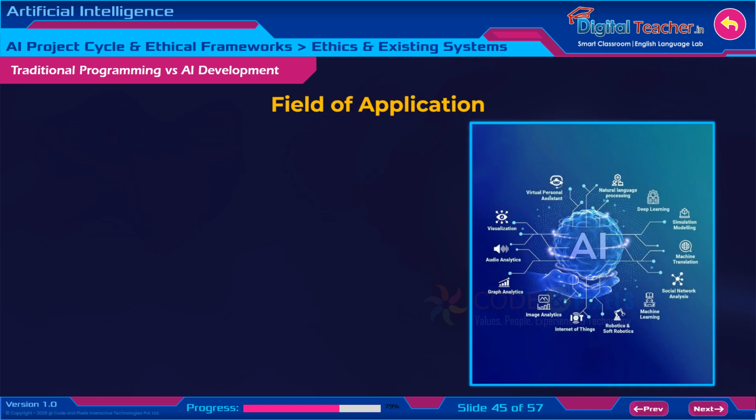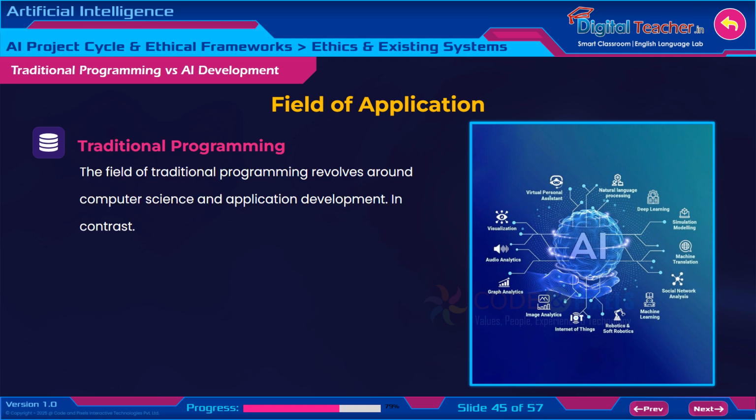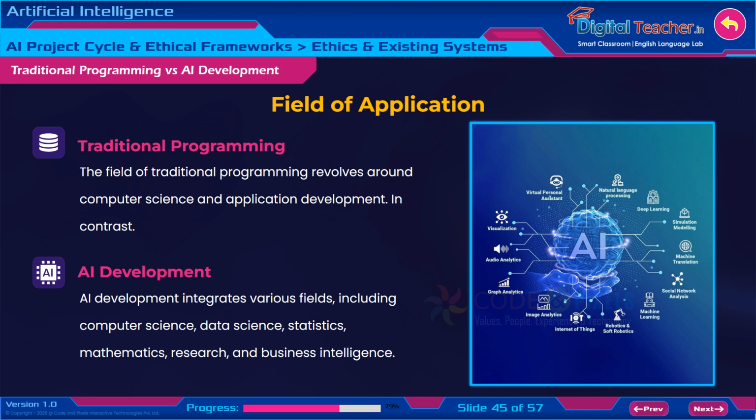Field of application. The field of traditional programming revolves around computer science and application development. In contrast, artificial intelligence development integrates various fields, including computer science, data science, statistics, mathematics, research, and business intelligence.